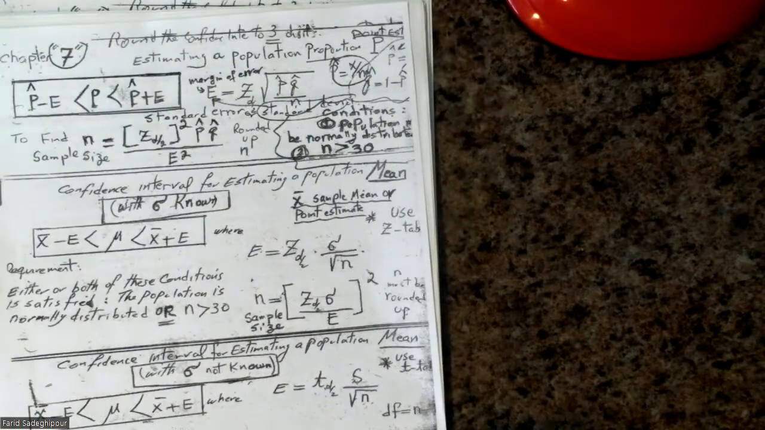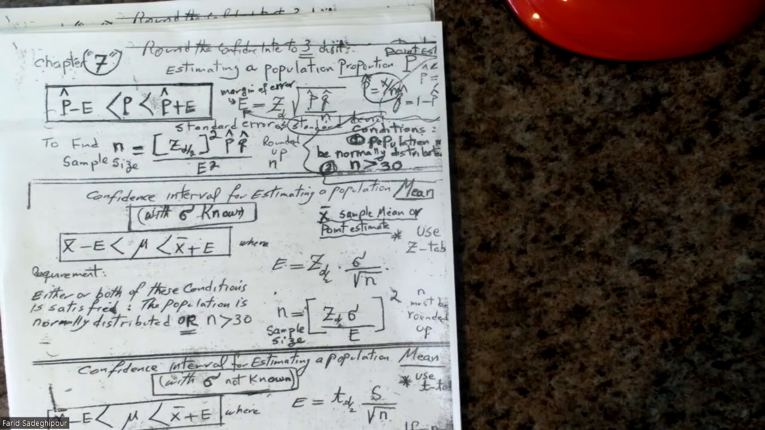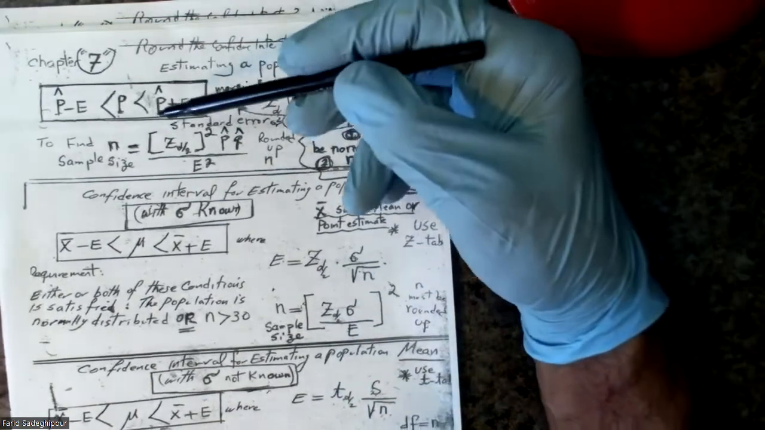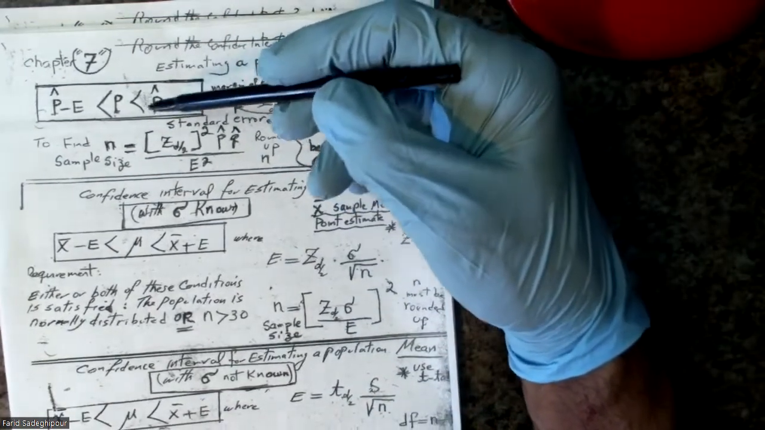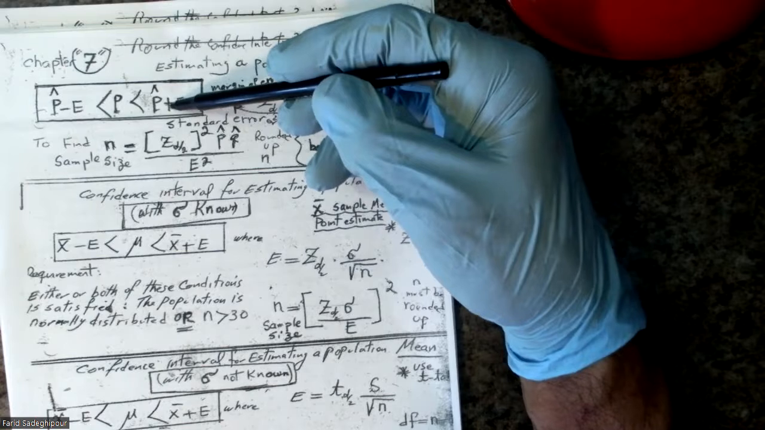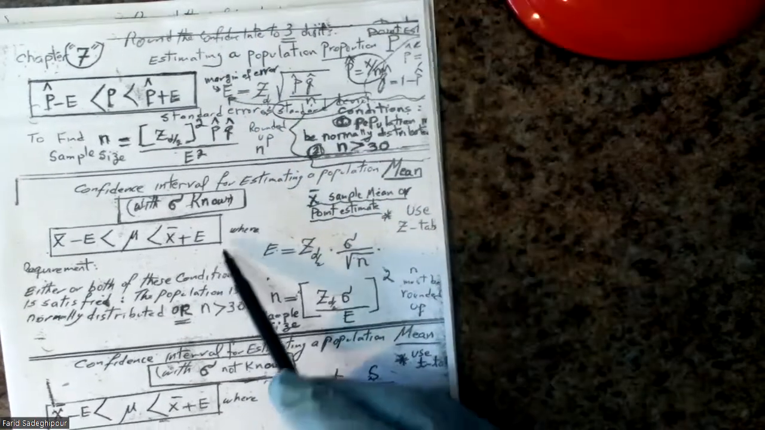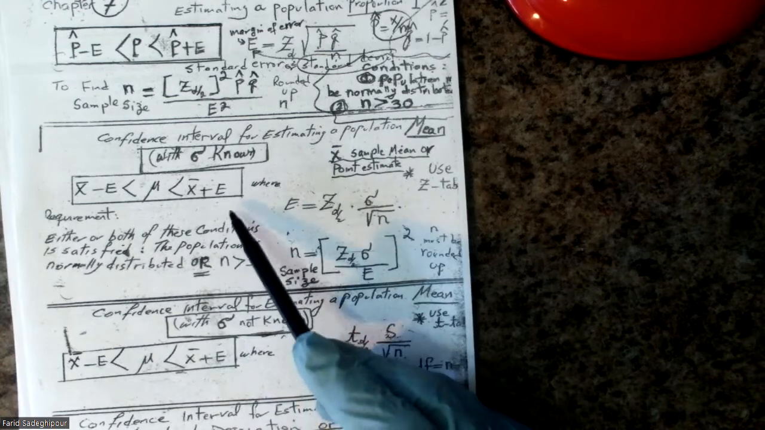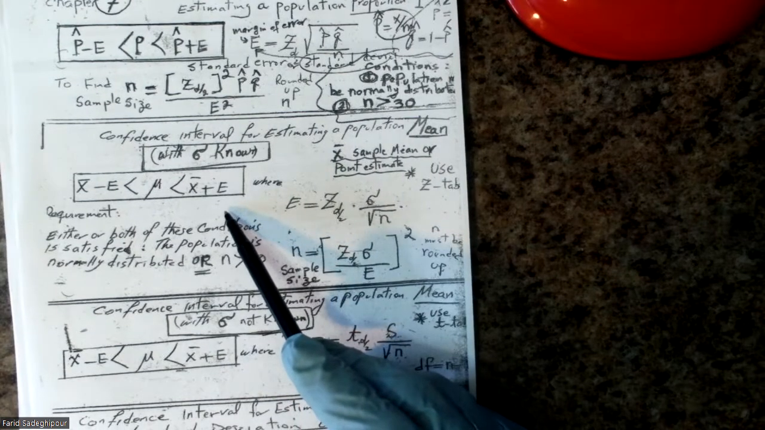Section 7.3, the last section of chapter 7. Now, we already discussed interval for proportion of populations, and also two formulas for intervals for the mean. And the mean has two formulas.